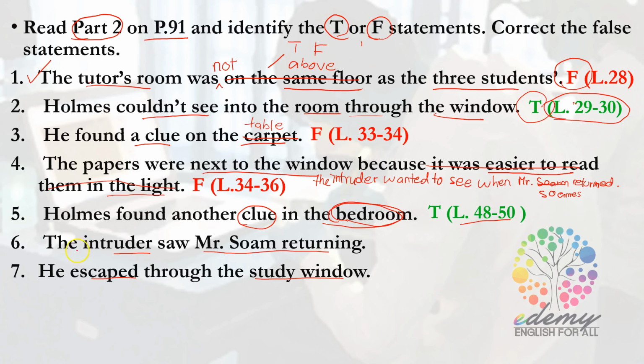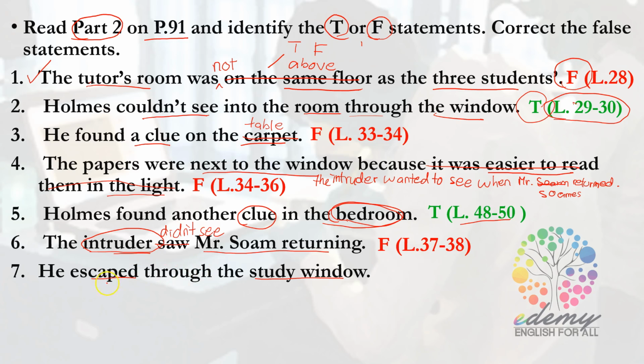Okay, another statement. The intruder saw Mr. Soames returning. And here the word intruder means someone who goes into somebody's house or place in order to steal something, right? So this sentence is false. You can find it on lines 37 and 38. Let me read for you. "Actually, Holmes, nobody could see me. I came back through the side door." This is what Mr. Soames said. So it means that the intruder did not see Mr. Soames returning. So you must cross out the word saw and you write didn't see.